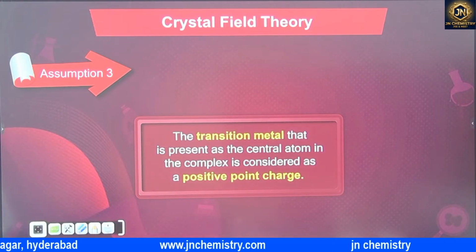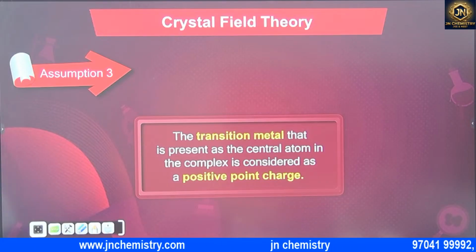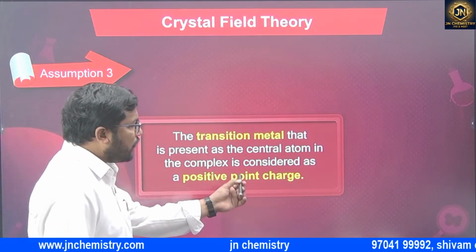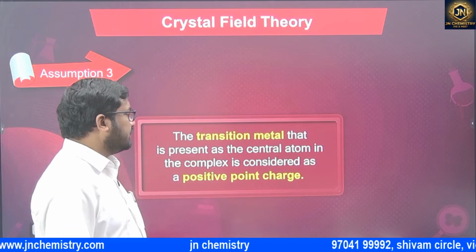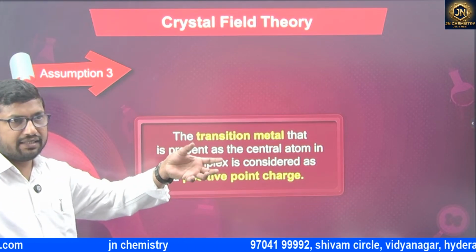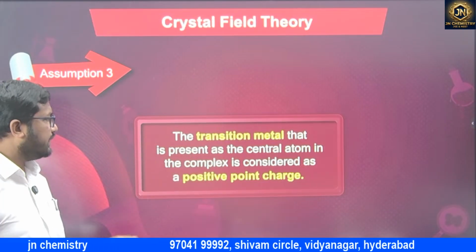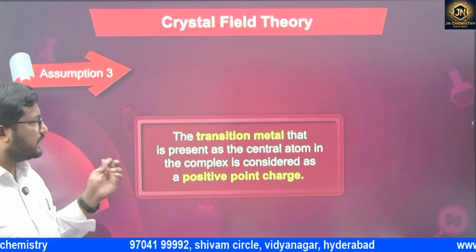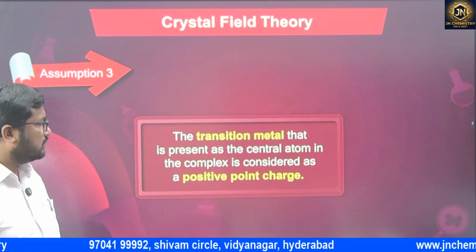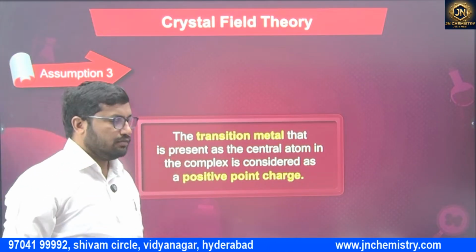Next, the transition metal that is present as the central atom in the complex is considered as positive point charges. Yes or no? Ligands are negative, meaning ionic bond, cation and anion. Anions are ligands. The cation should be the central metal, the transition metal present at the central atom. Right? Negative ions approach the central atom.